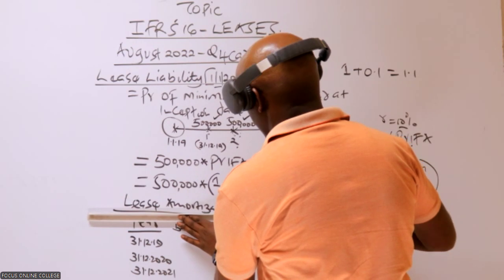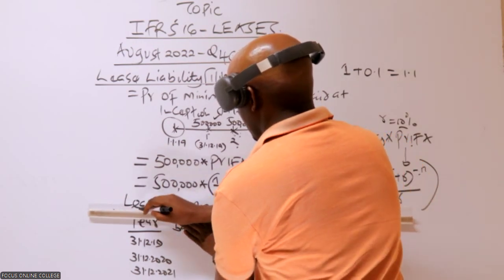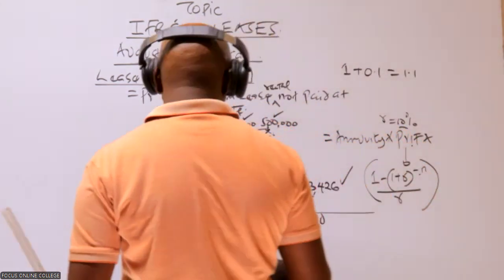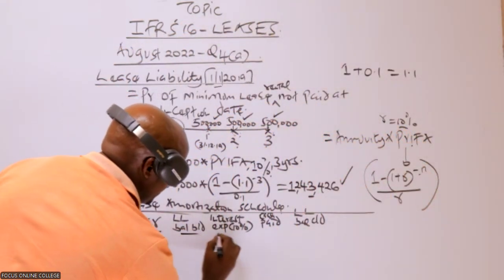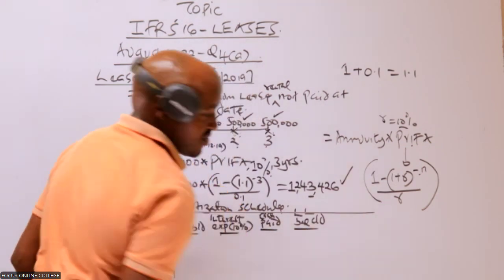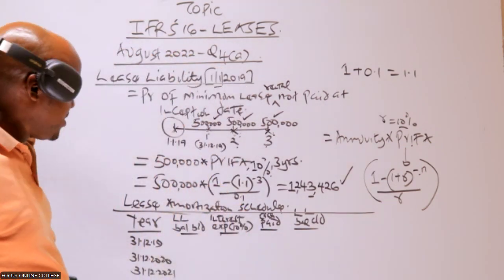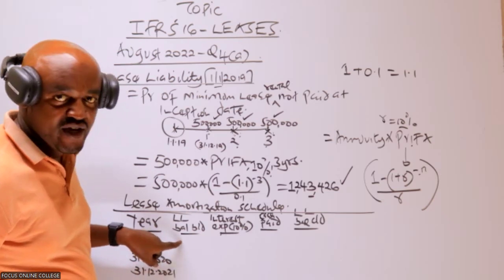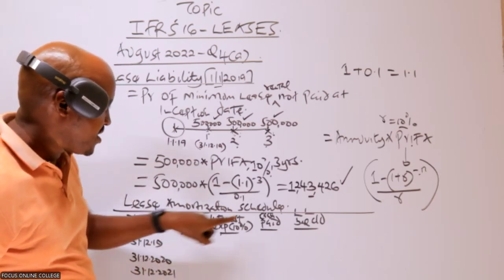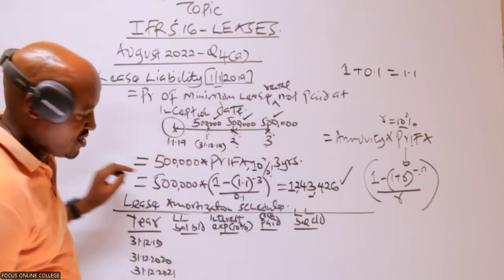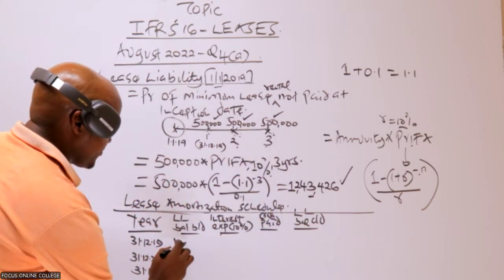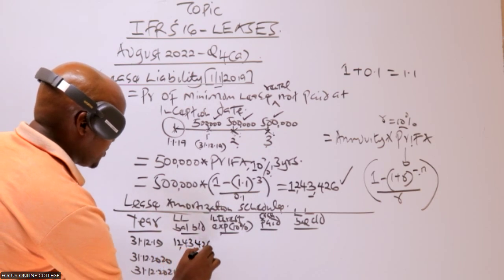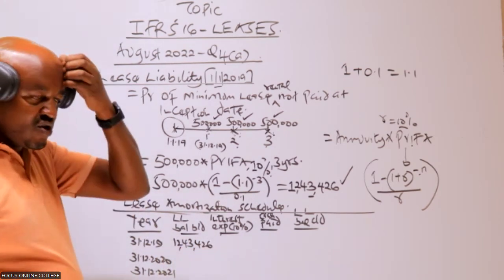Yes, so I want us now to prepare this one together. I hope you already have those columns with you. So let's start with the first year here. We always start with the lease liability at the start of year one. The lease liability at the start of year one is what you have computed here, which is 1,243,426. So we compute the interest.